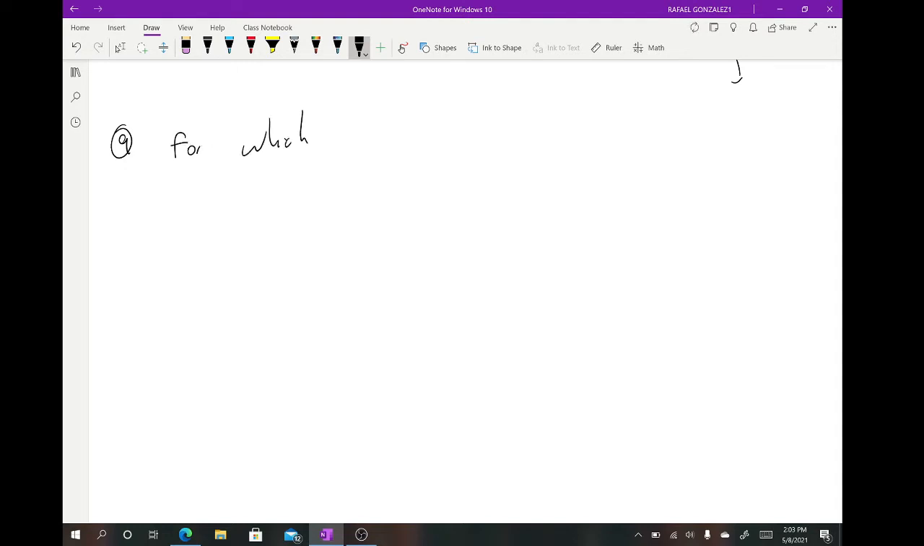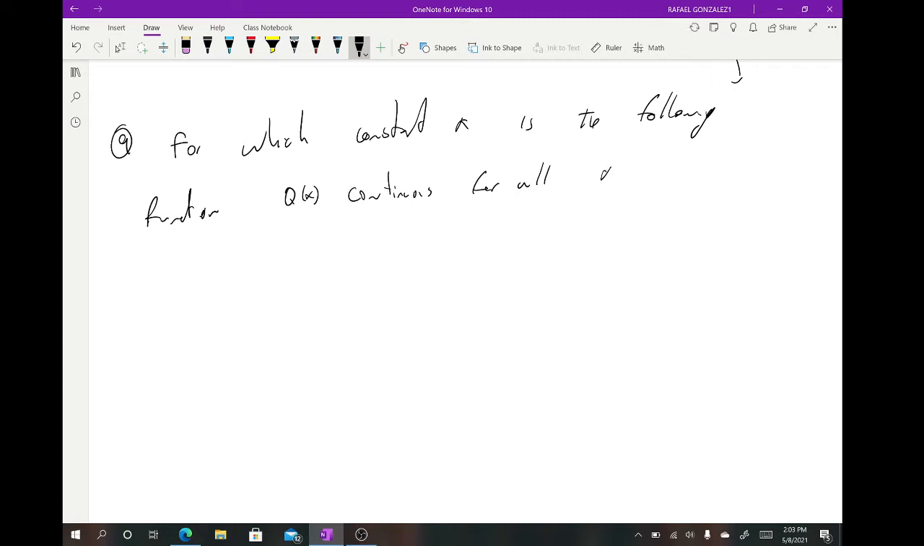The question is the following: for each constant k, is the following function q of x continuous for all x? The function given is q of x, a piecewise function that is x squared plus k when x is less than or equal to 0, and cosine of x whenever x is bigger than 0.